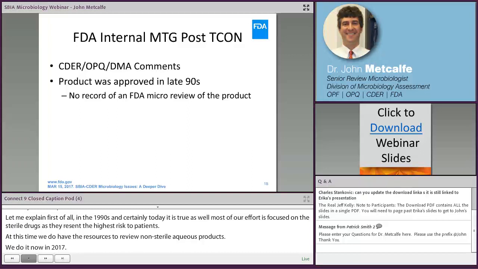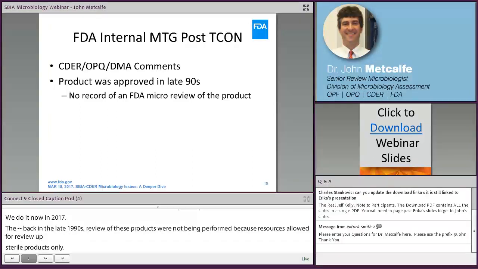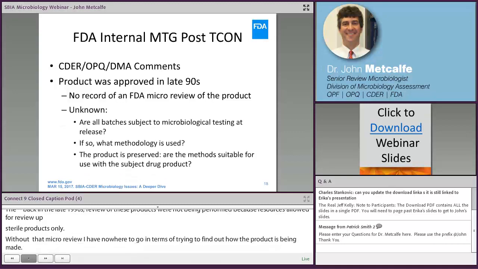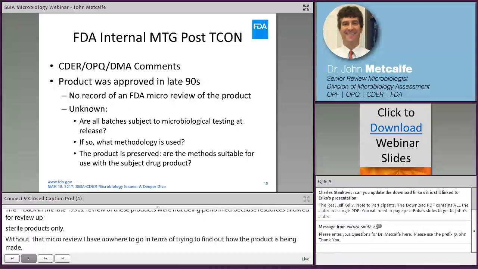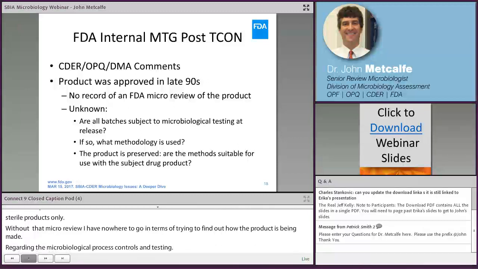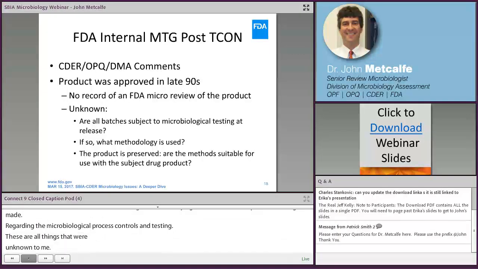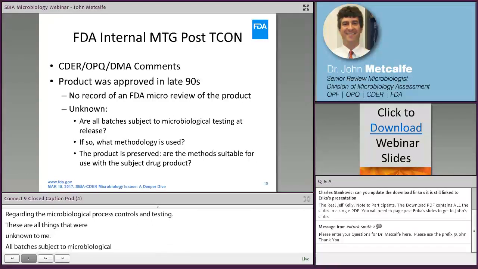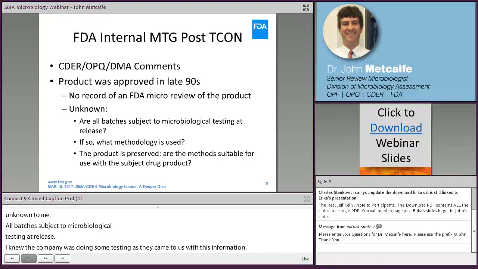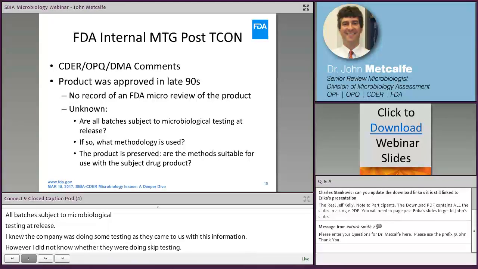So without that micro review, I had nowhere to go in terms of trying to find out how the product is made regarding the microbiological in-process controls and testing. These are all the things that were therefore unknown to me. Are all the batches subject to micro-testing at release? I knew that the company was doing some testing because they came to us with this information. However, I didn't know whether they were doing skip lot testing. And if they were testing everything, what method were they using? Was it consistent with the compendial methods?